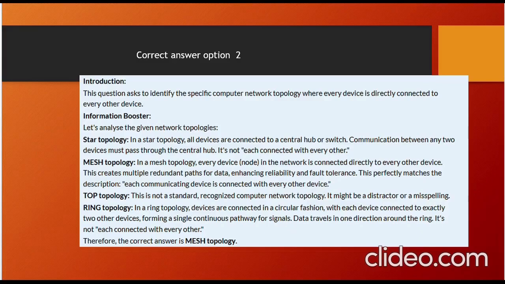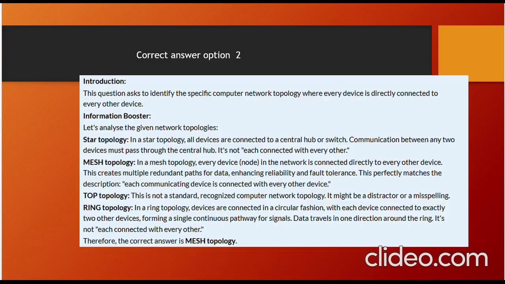Next topology is top topology. It is not a standard recognized computer network topology. This must be a misspelling or a distractor. Ring topology. In ring topology, devices are connected in a circular fashion, with each device connected to exactly two other devices, forming a single continuous pathway for signals. Data travels in one direction around the ring. It is not each connected with every other computer. Therefore, the correct answer is option 2, that is mesh topology.